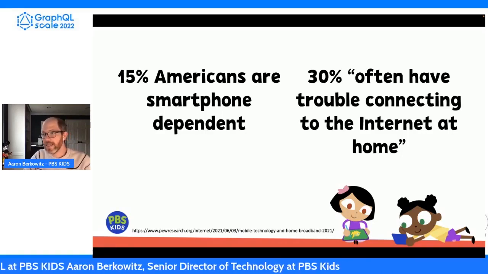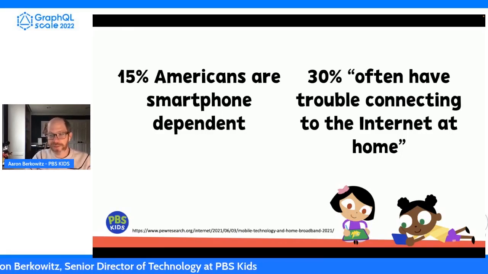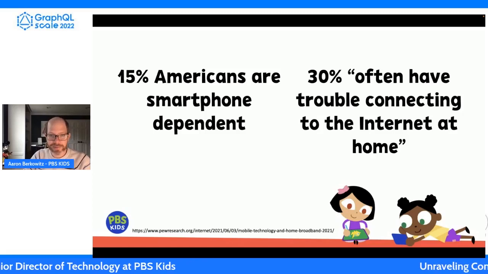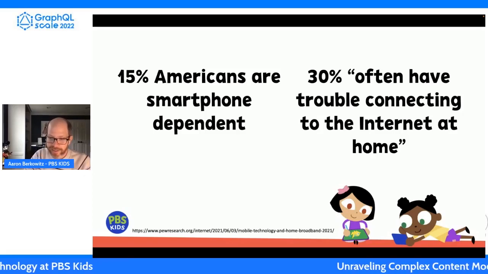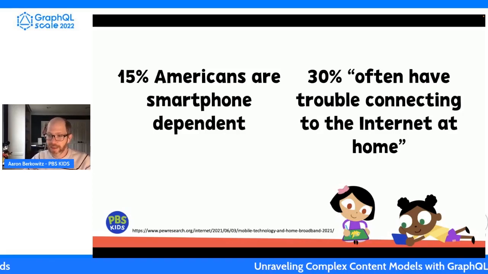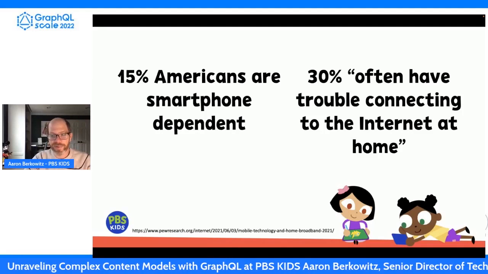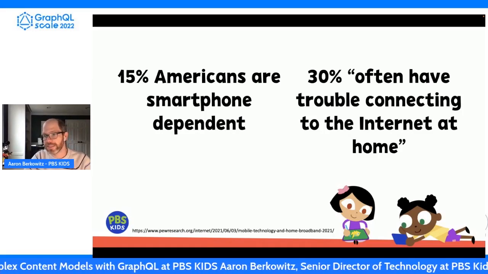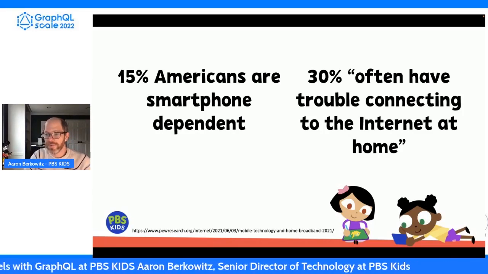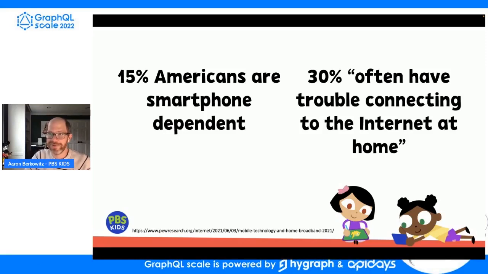And also the fewer educational opportunities a family might have, the more likely they are, again, to be smartphone dependent. So tools like GraphQL are incredibly helpful to reduce the strain on families with wobbly internet connections or cell phone data plans, since we don't want to use up everybody's data all of the time.